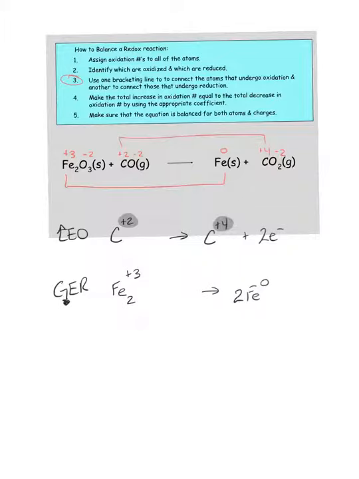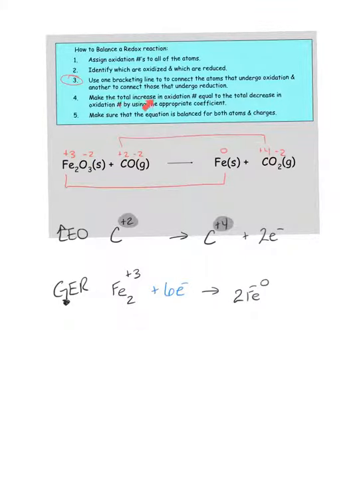So when I do that, I'm looking at this 3 and this 0. It's going from positive 3 to a 0, and that means that you are gaining 3 electrons for each iron. And there's 2 irons here. So we're gaining a total of 6 electrons. So we lost 2 electrons, and we gained 6 electrons.